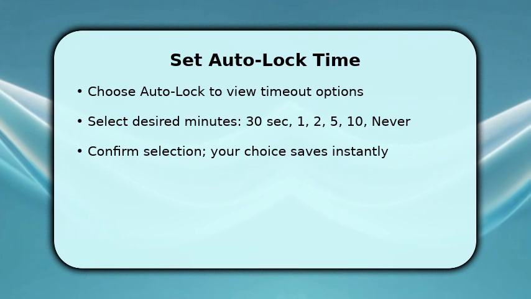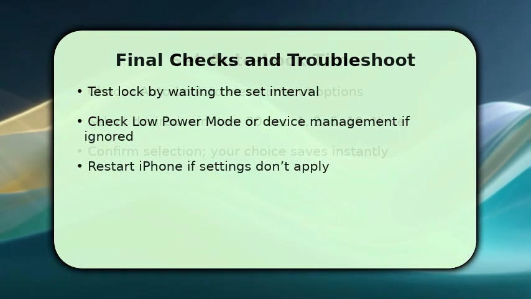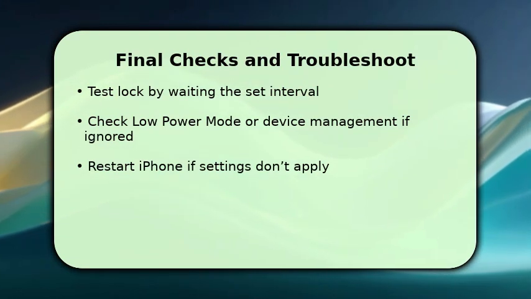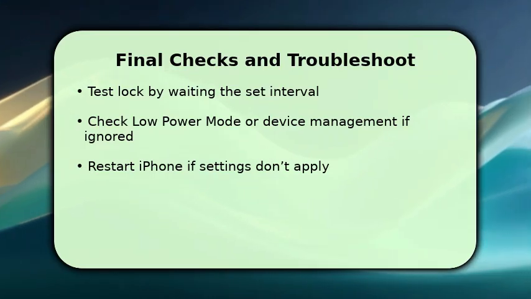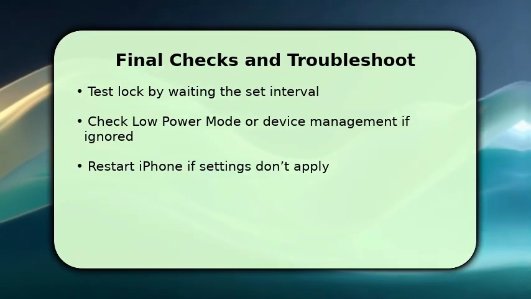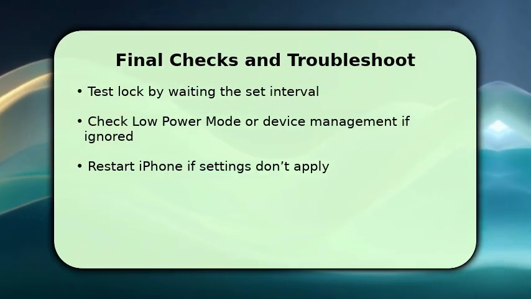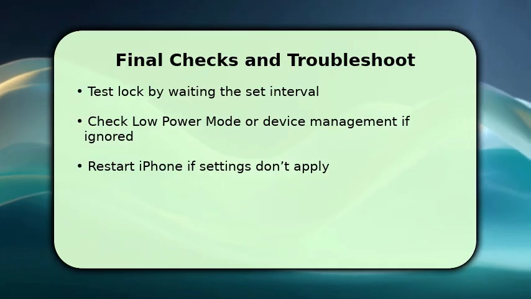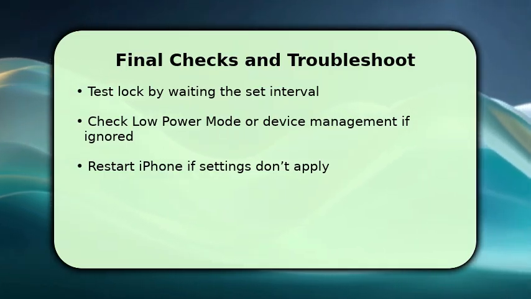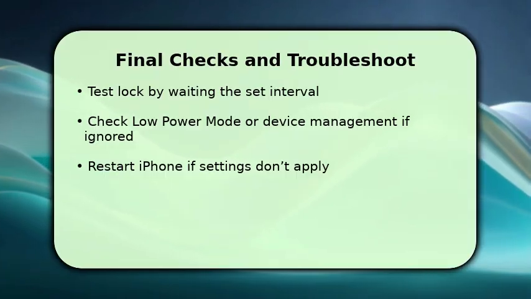To finish, test the change by leaving the phone idle for the selected interval. You should see the screen lock automatically. If it doesn't, make sure low power mode is off and check screen time or a device management profile that can enforce auto lock. If those aren't the issue, restart your iPhone to clear transient glitches.